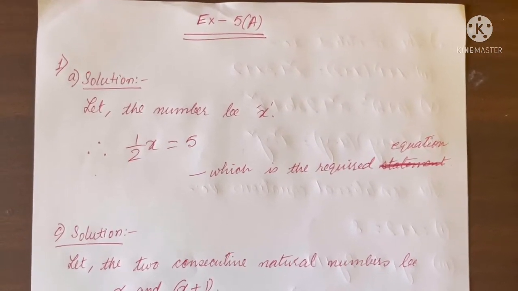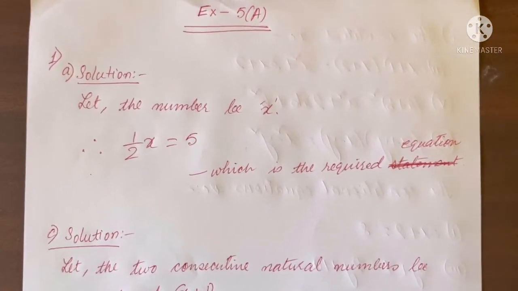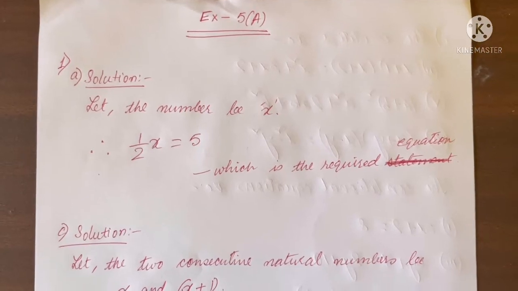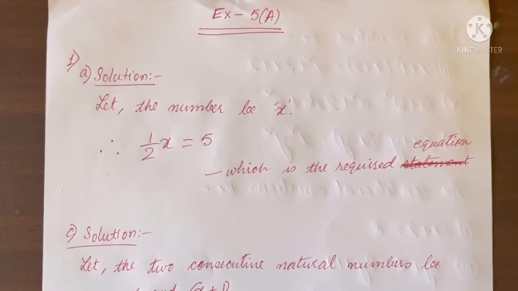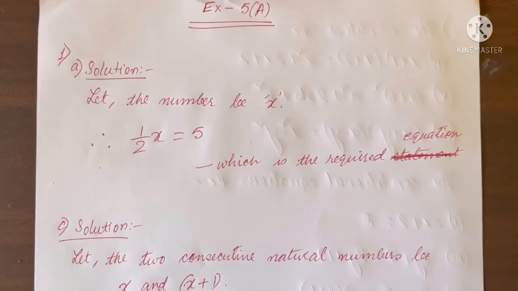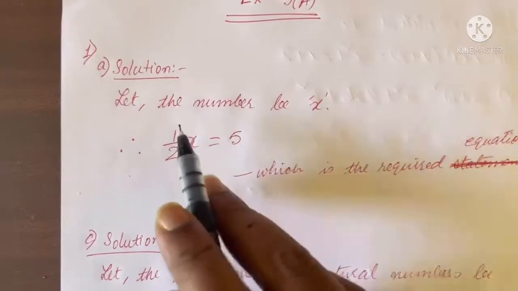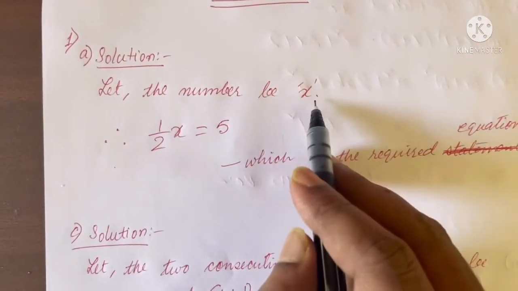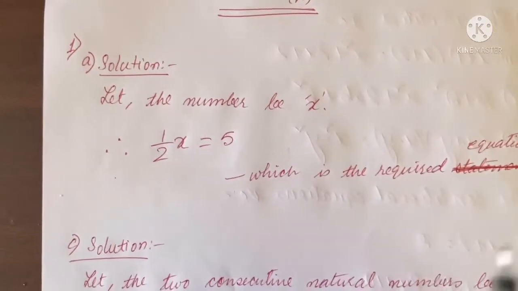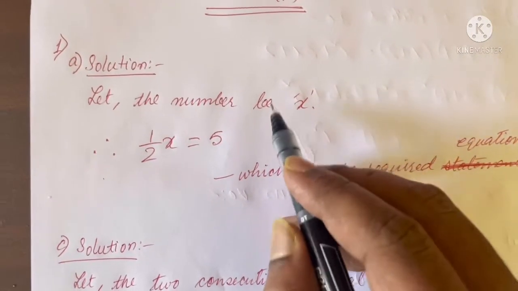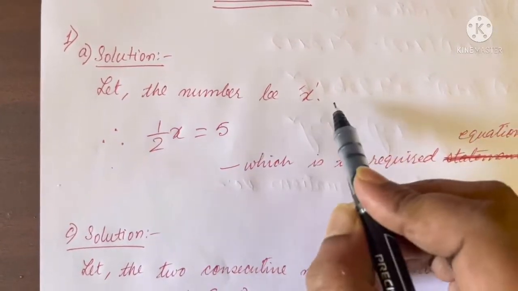What we have to do in this question is, they have given us statements and we have to form equations from the statements. So if you look into your book at question number 1a, we have: half of a number is equal to 5. Now we don't know what the number is, so whenever we don't know what the number is, we will assume that the number be x or y, any variable, any alphabet. The alphabet is up to you. The most commonly used alphabet is x, so we'll assume let the number be x.